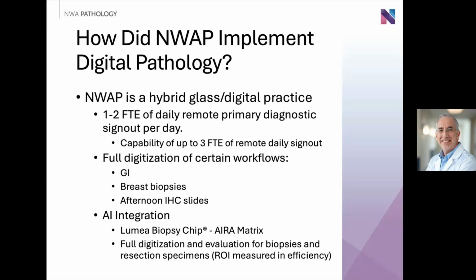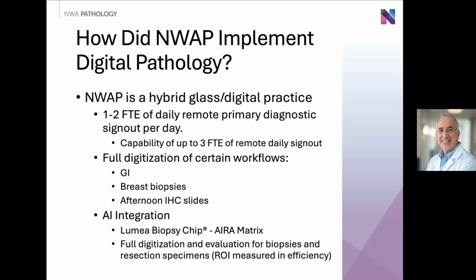We will also begin using AI in selective situations. Our first evaluation, which is currently underway, involves using the Lumea biopsy chip workflow for prostate needle biopsies in combination with Aiforia prostate AI algorithms, with possible future application to radical prostatectomy specimens as well.